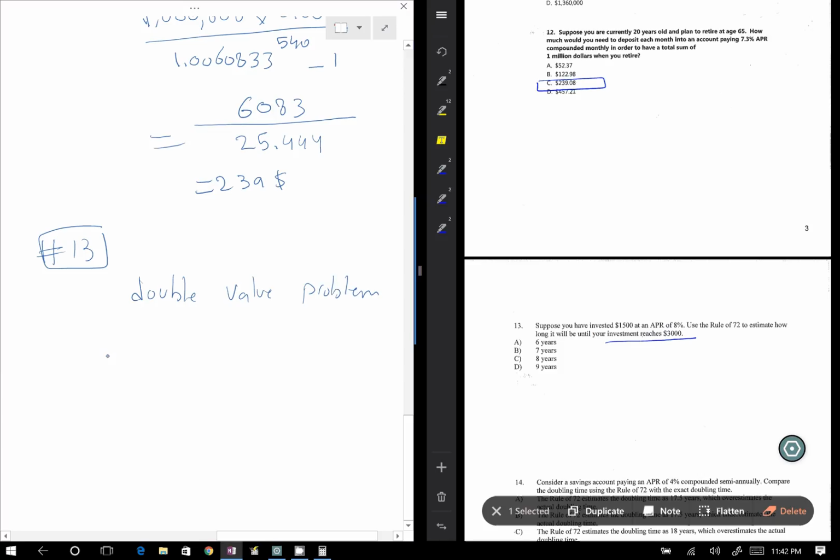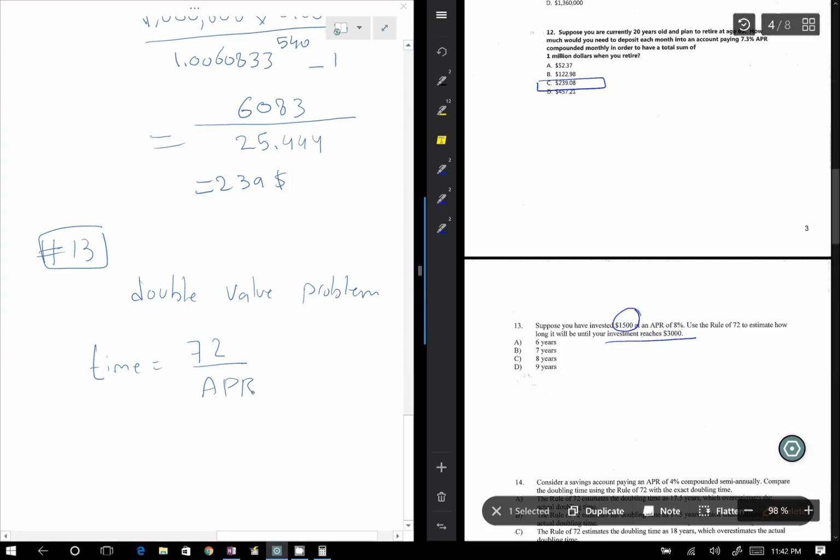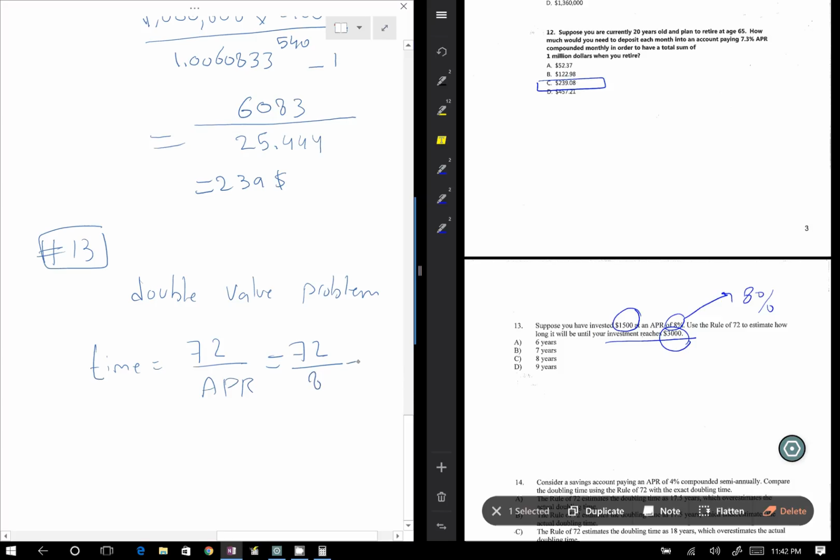Suppose we have invested 1,500. So let's do 13. So you have $1,500 at an APR of 8%. Use the rule of 72 to estimate how long until your investment reaches 3,000. So that's a double value problem. So rule of 72 says time is equal to 72 divided by APR. Regardless of the 1,500 and the 3,000, I don't care. I care about the APR, 8%. So that's 72 divided by 8, and the answer is 9.